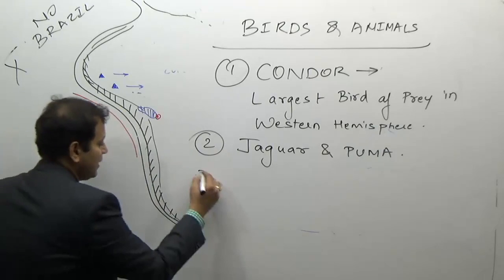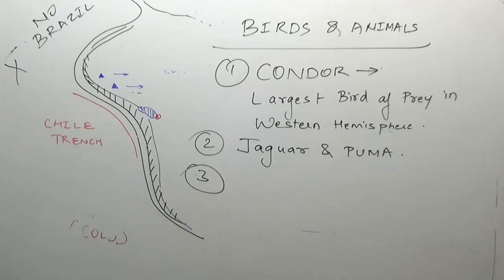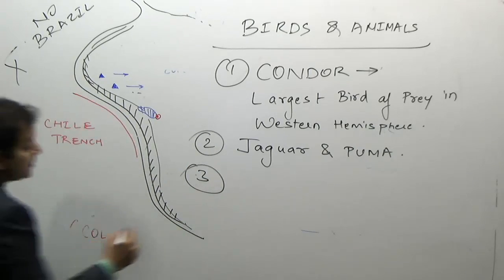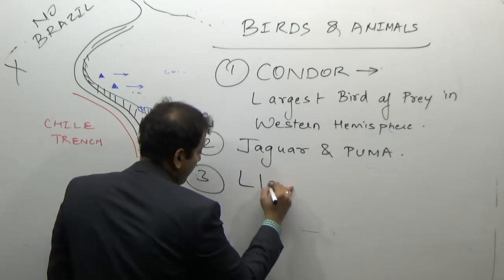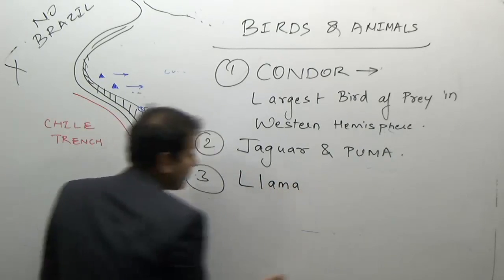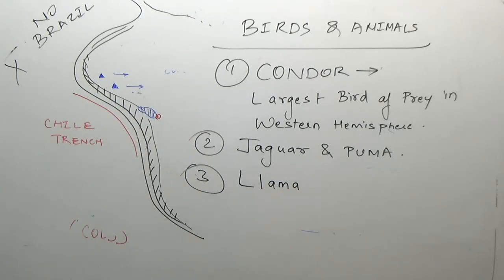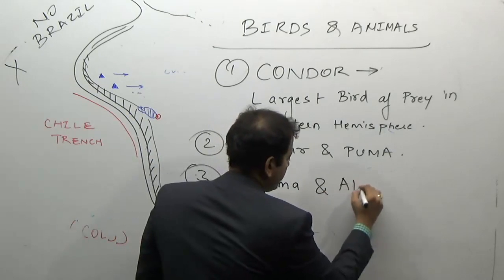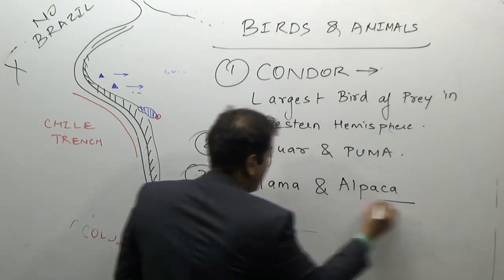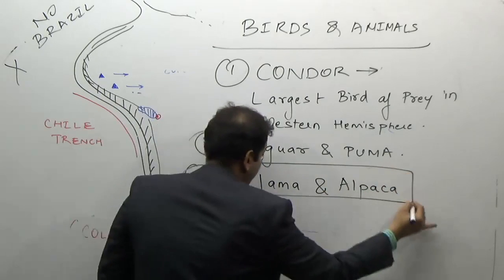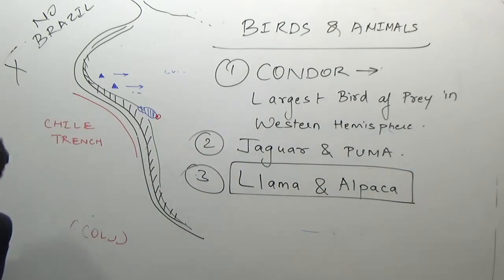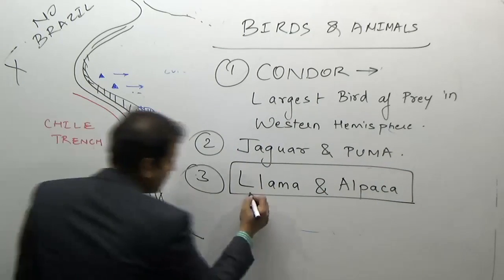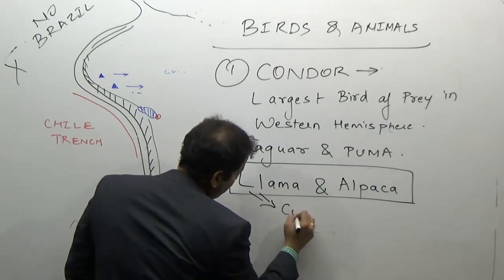Third is llama, and alpaca. Llama and alpaca, types of camels which are found in South America. These are the cousins of camels found in South America.